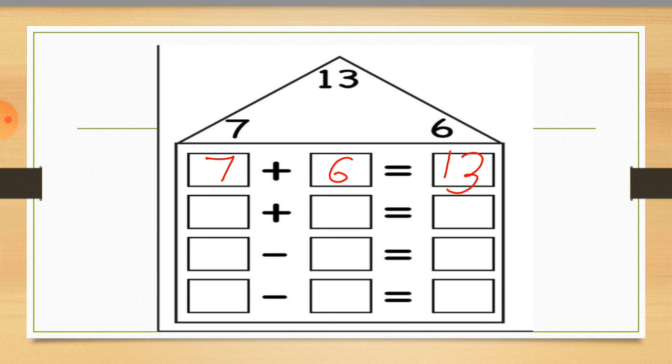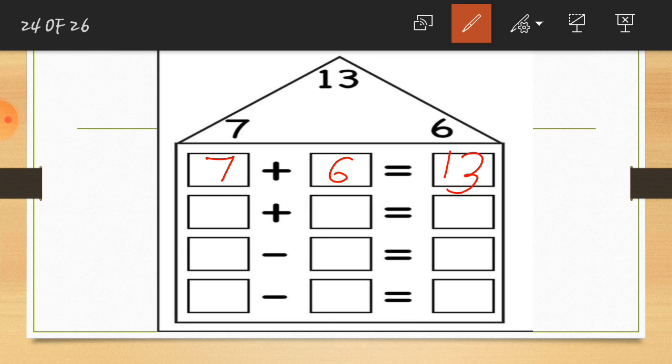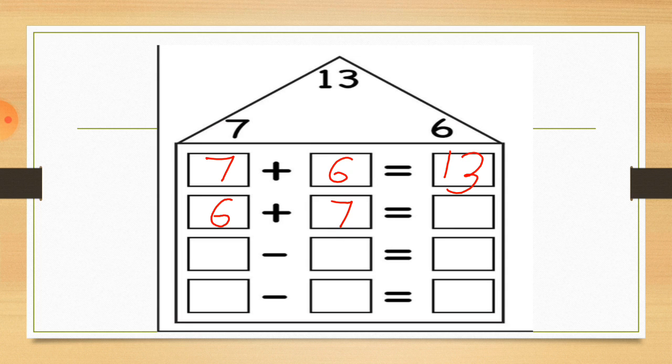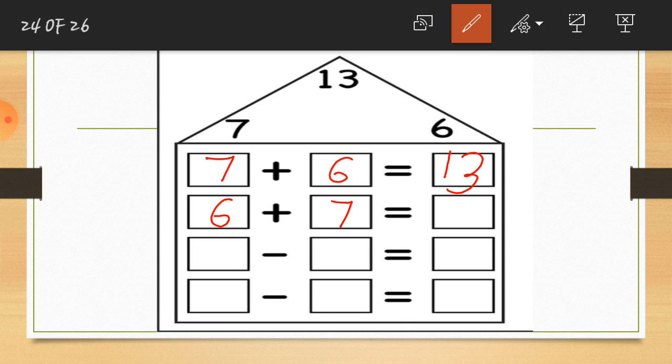Now in the next, I write the next digit. I take 6 first here, 6 and 7. So 6 plus 7 is equal to how much? So let's count 7 numbers after 6. So let's start counting. After 6 we'll start counting. Now 7, 8, 9, 10, 11, 12 and 13. So here we get the answer 13. So I write 13 here.